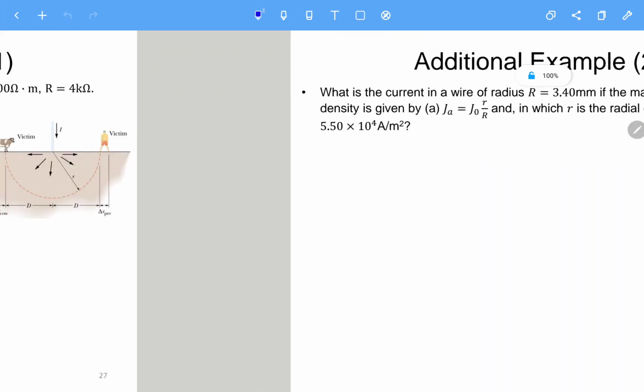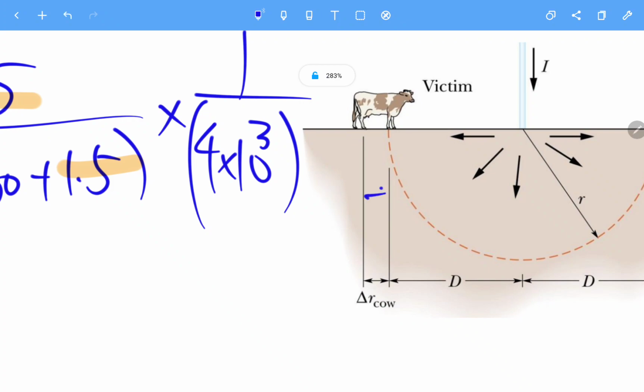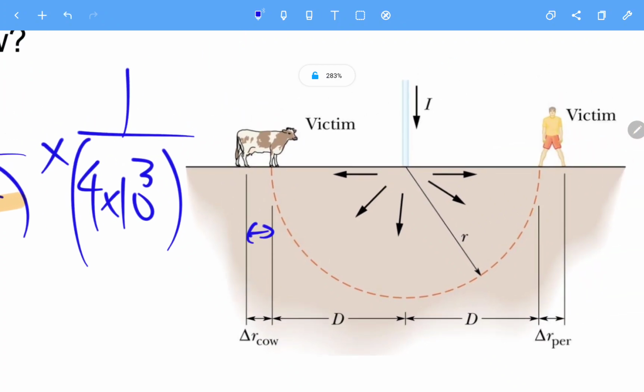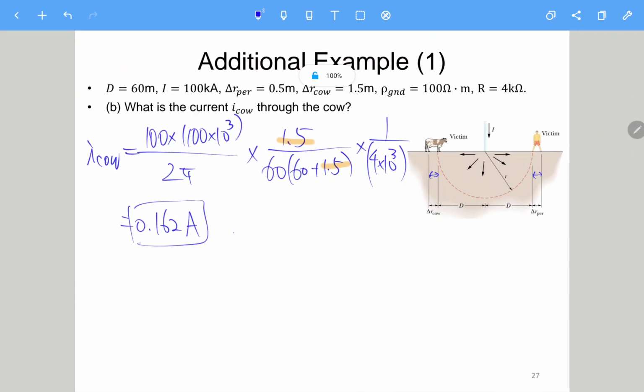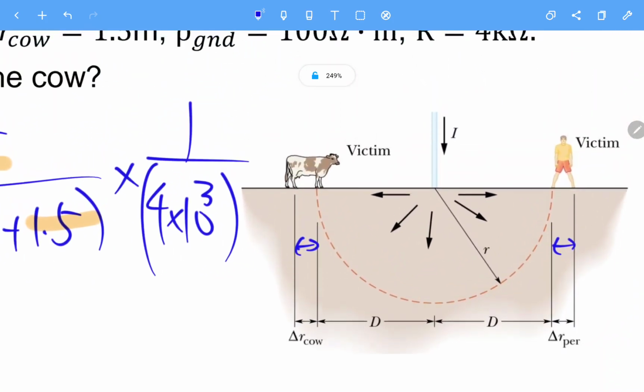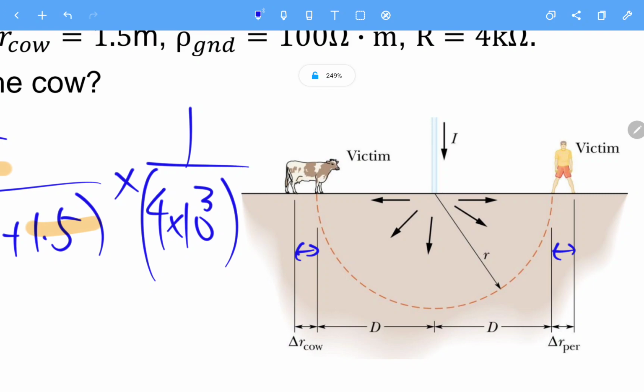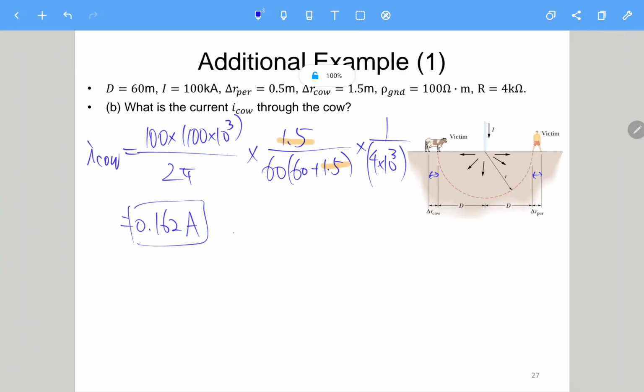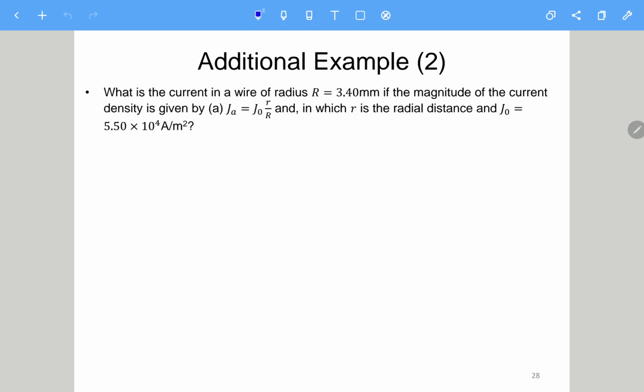Because the distance here is larger. The distance here is smaller. So this somehow tells you that when there is lightning, don't try to split your legs, so that the current doesn't go through. You should try to stand straight. Okay, so this is the second one.